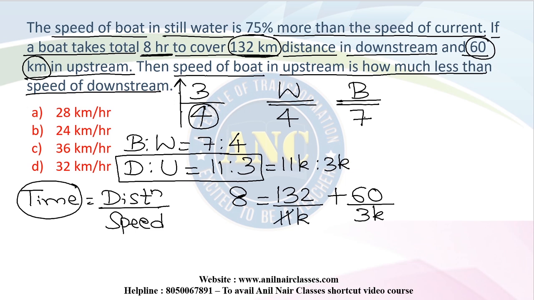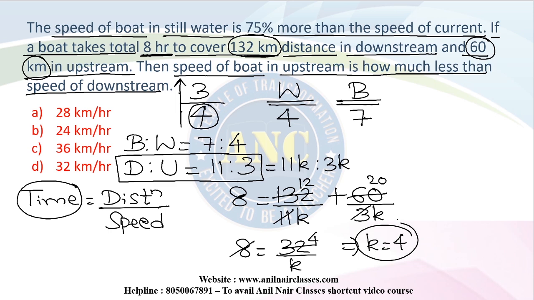If I simplify, 11 into 12 is 132, 3 into 20 is 60. So this is nothing but 8 is equal to 32 divided by k. 8 into 1, 8 into 4. So basically the k value will be equal to 4. K value is 4, so 44 is the downstream speed and 12 is the upstream speed, right?